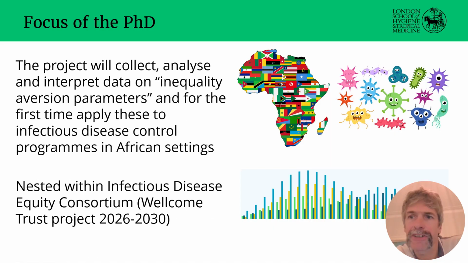So this PhD is centered around the concept of a measure called an inequality aversion parameter. It will collect, analyze and interpret data on these parameters, and then we will encourage the student to think about applying these parameters to infectious disease control programs in African settings.